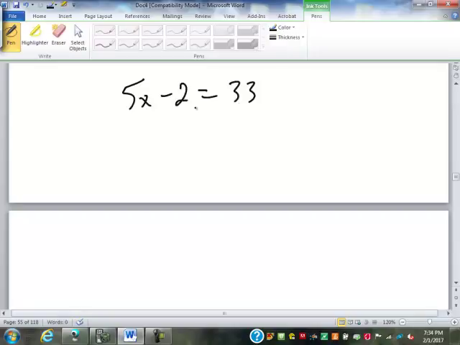You're going to have a situation where you have to be able to pick out the information. You either use the correct formula or create an equation for it and then solve.